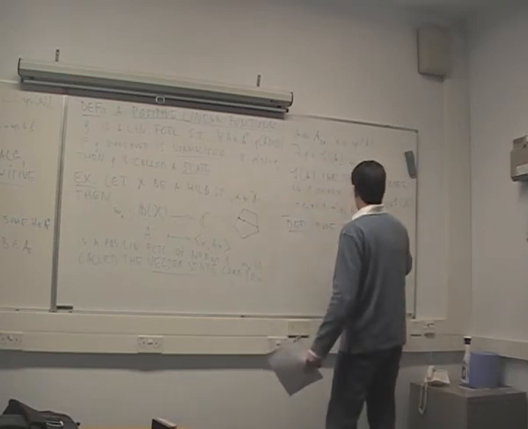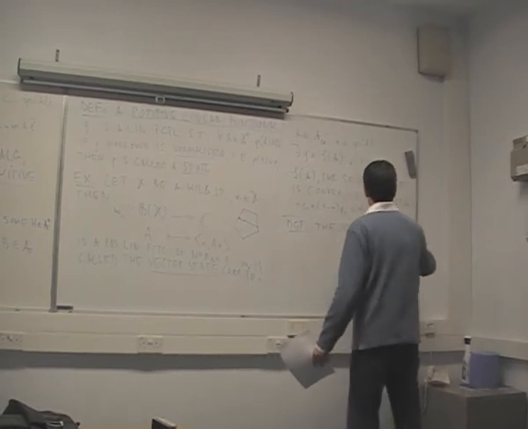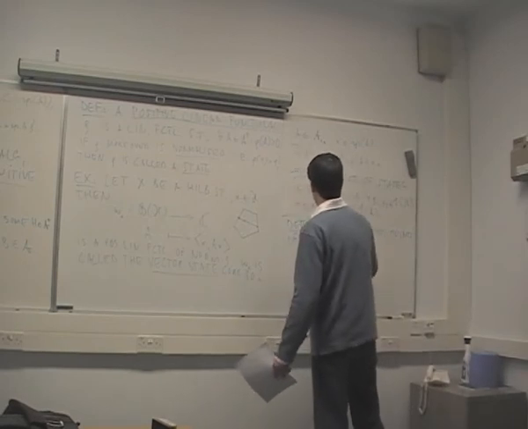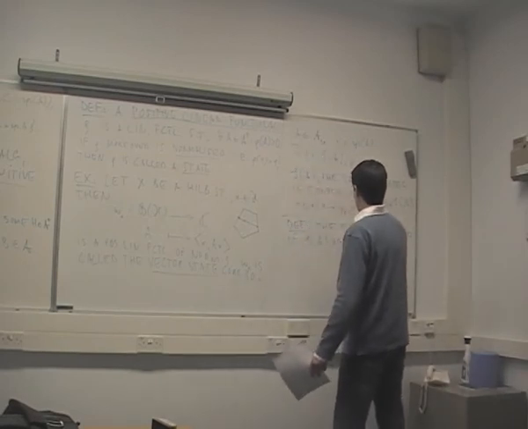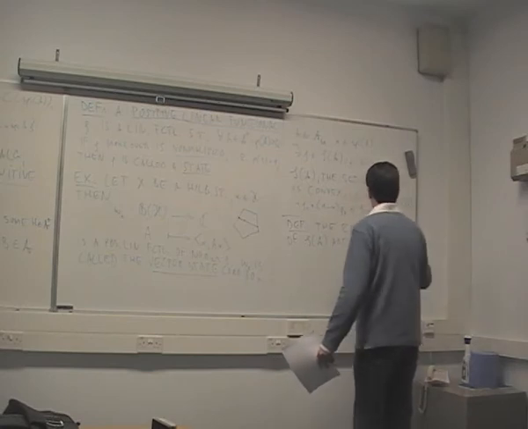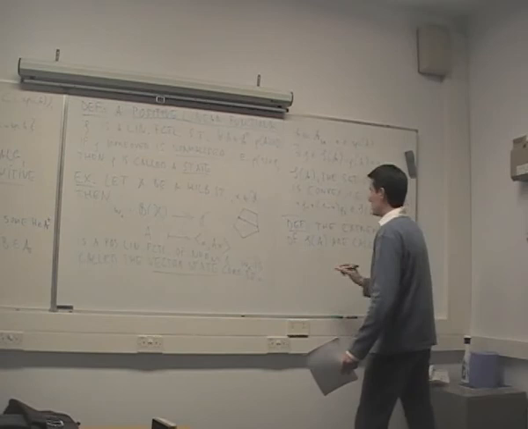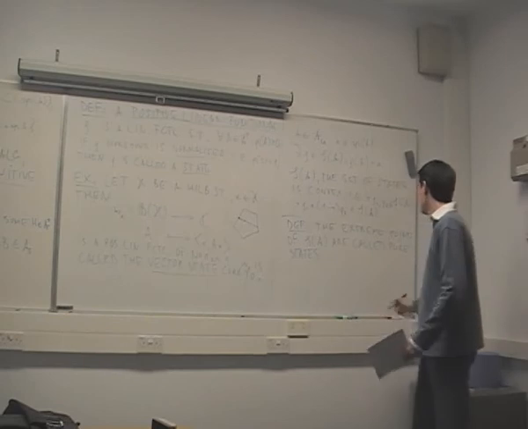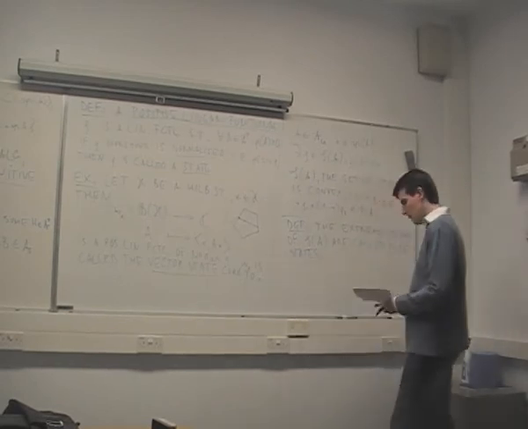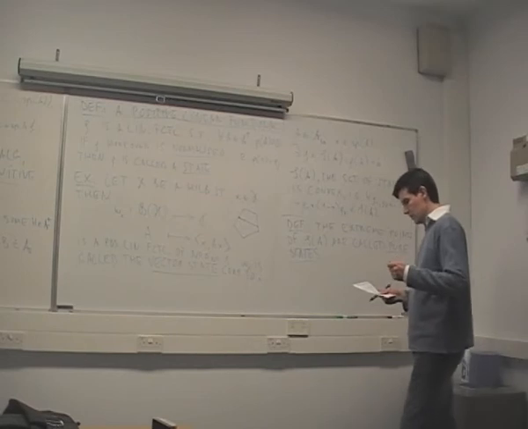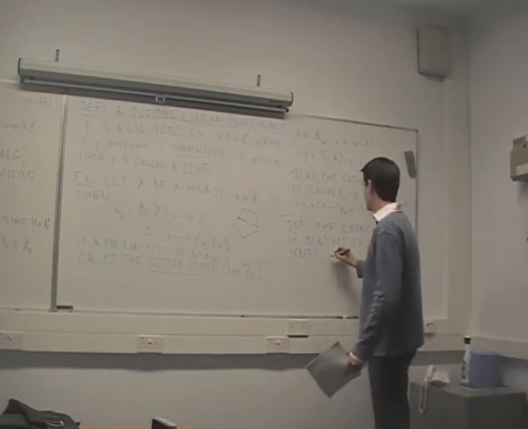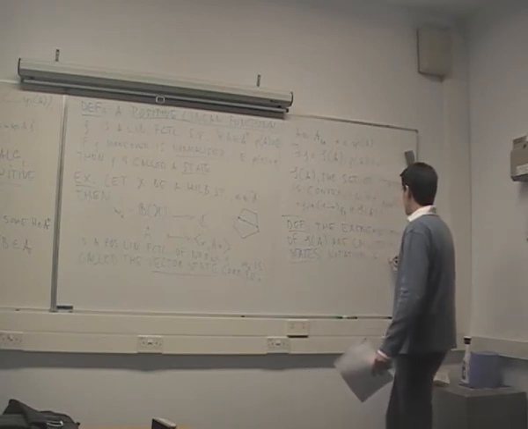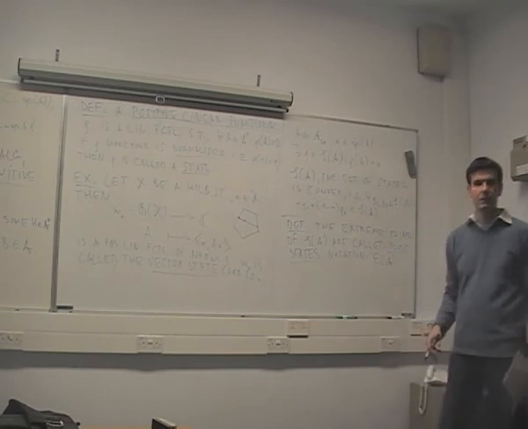The extreme points of S of A are called pure states. And let's say we have notation: E of A are these extreme points.